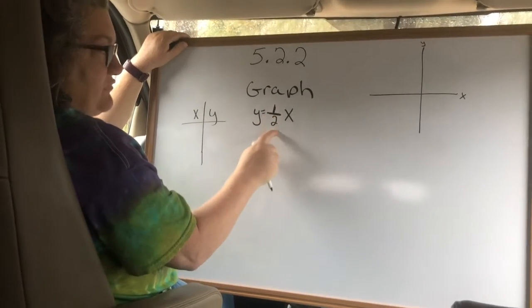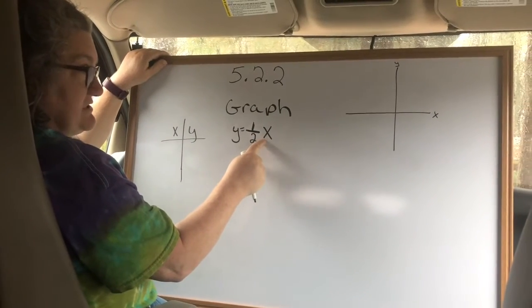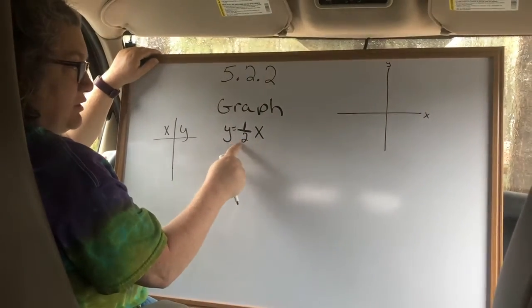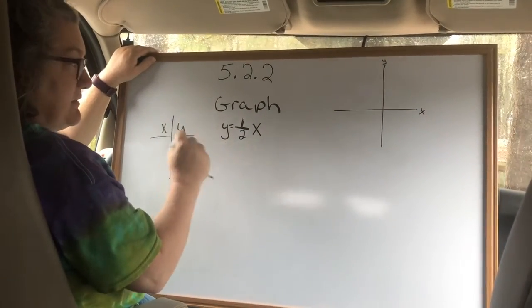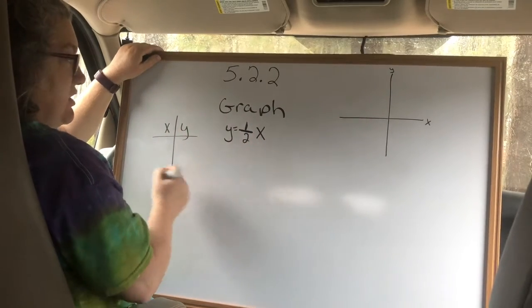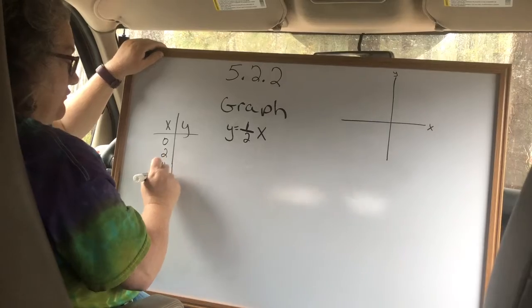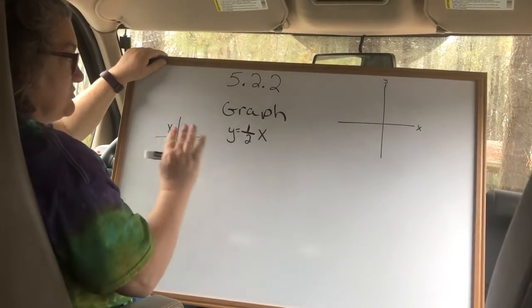Now also, this is a fraction. I don't want to put just any old fraction in there, or number in for x. I want to put multiples of 2 so it gets rid of the denominator. So let's start with 0, and let's do 2, and let's do 4. All right, let's pick those and I'll show you why.